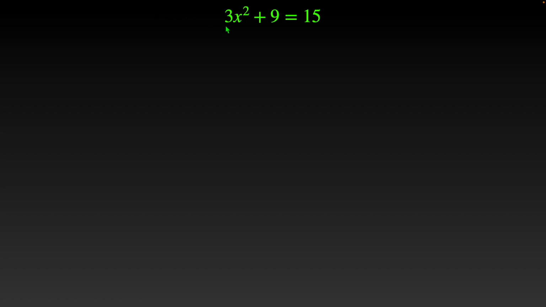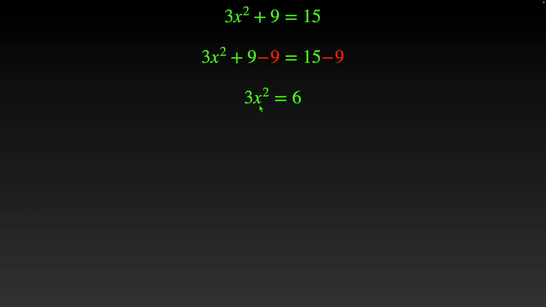In order to apply the square root method, what we want to do is isolate x squared on the left-hand side. That means everything else we have to move to the right-hand side. Let's start by moving 9 to the right-hand side by subtracting 9 from both sides. Notice the positive and the negative 9 will cancel out. So we are left with 3x squared on the left-hand side and 6 on the right-hand side. 15 minus 9 is 6.